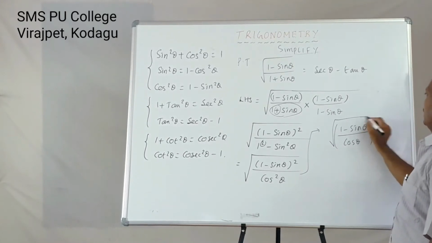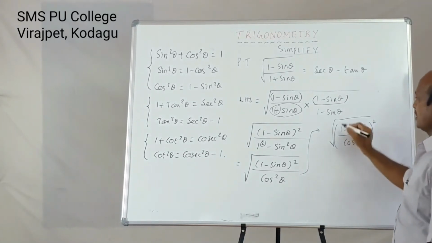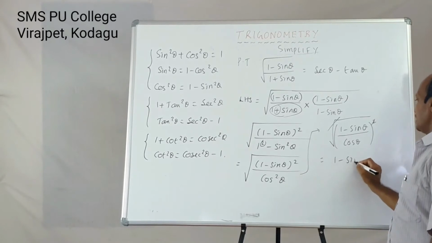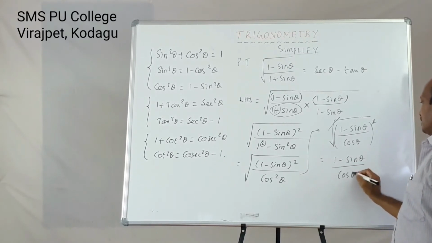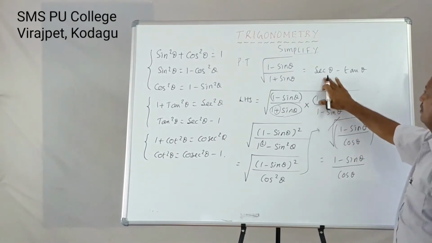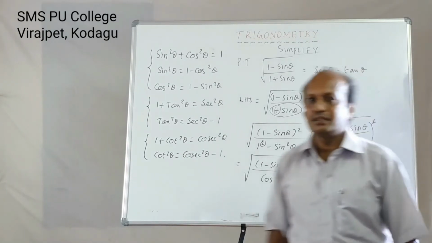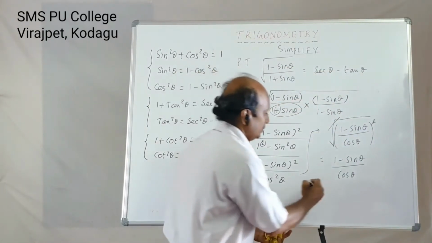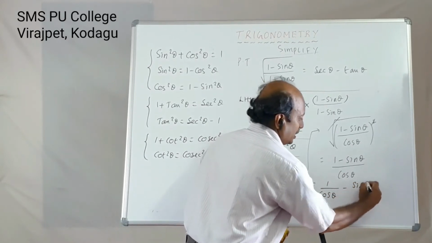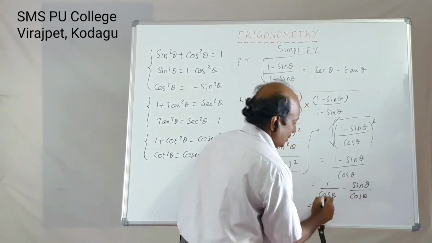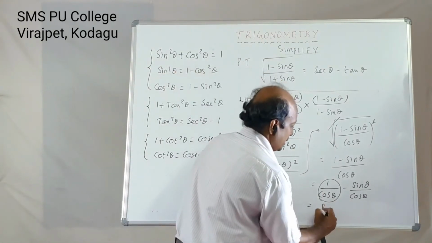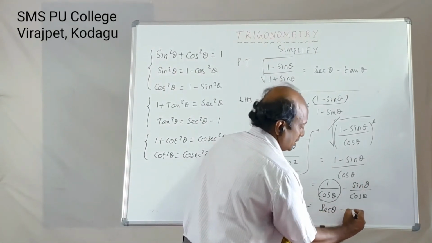Can I write this? Is it right? Yes, sir. The square root and the square will get cancelled. What you are getting here is (1 minus sin theta) by cos theta. But at the same time, keep an eye on the right side. On the right side we require it in terms of secant theta minus tan theta. So what you should do further is split it: 1 by cos theta minus sin theta by cos theta. What is 1 by cos theta? The reciprocal of cos theta is secant theta. Sin theta by cos theta is nothing but tan theta.